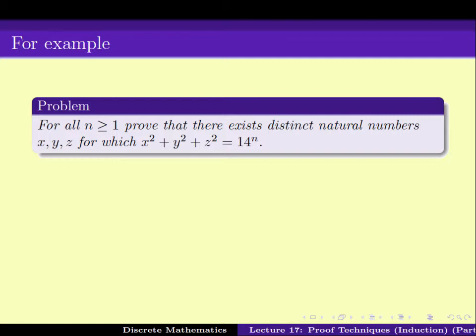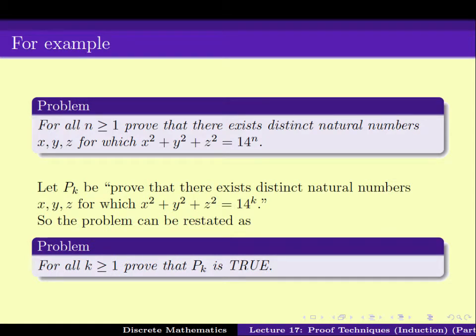Now first of all, we have to split this problem up into cases. So what is the kth case? A nice way of putting this kth case will be, of course, to put n equals k, and then Pk is the problem. It says that there exist distinct natural numbers x, y, z such that x square plus y square plus z square is 14 power k. And if we can prove this particular statement, Pk, for all k, then we are done.